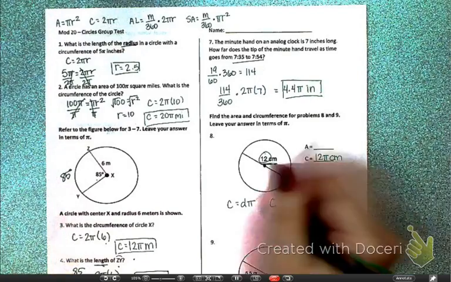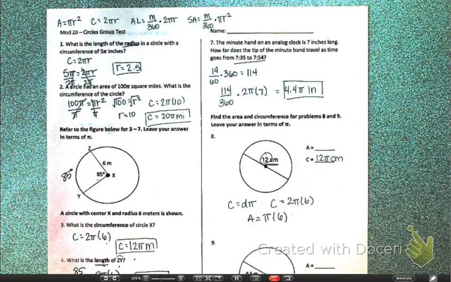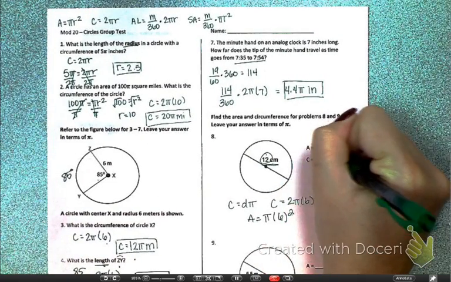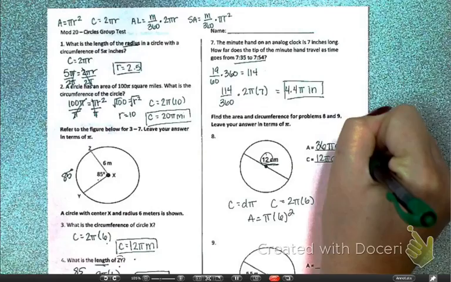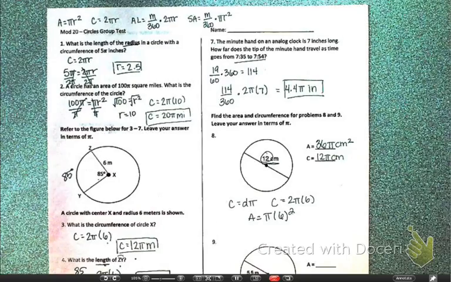Okay. Area, pi times the radius. So I still need to know the radius squared is 36 pi centimeters squared. A lot of people are forgetting their units. Squared for area.